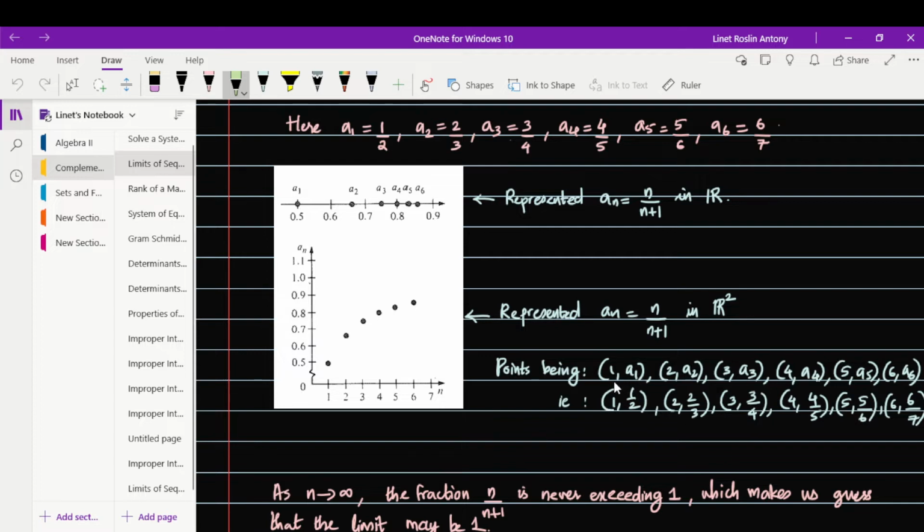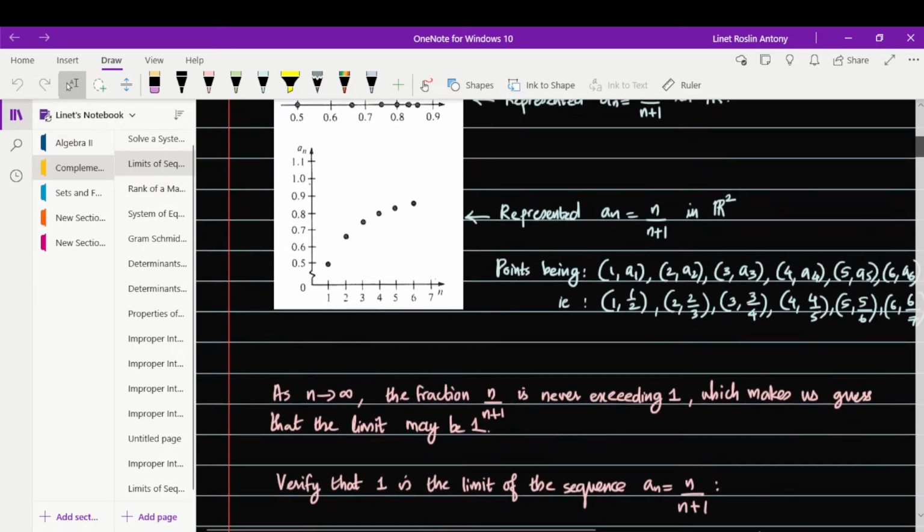So here that will be ordered pair (1, 1/2), (2, 2/3), (3, 3/4), (4, 4/5), (5, 5/6), (6, 6/7), and each of them is neatly plotted here in the second figure. So we have represented the sequence a_n = n/(n+1), both in R as well as in R2. So we have to now calculate what is the limit of this sequence.